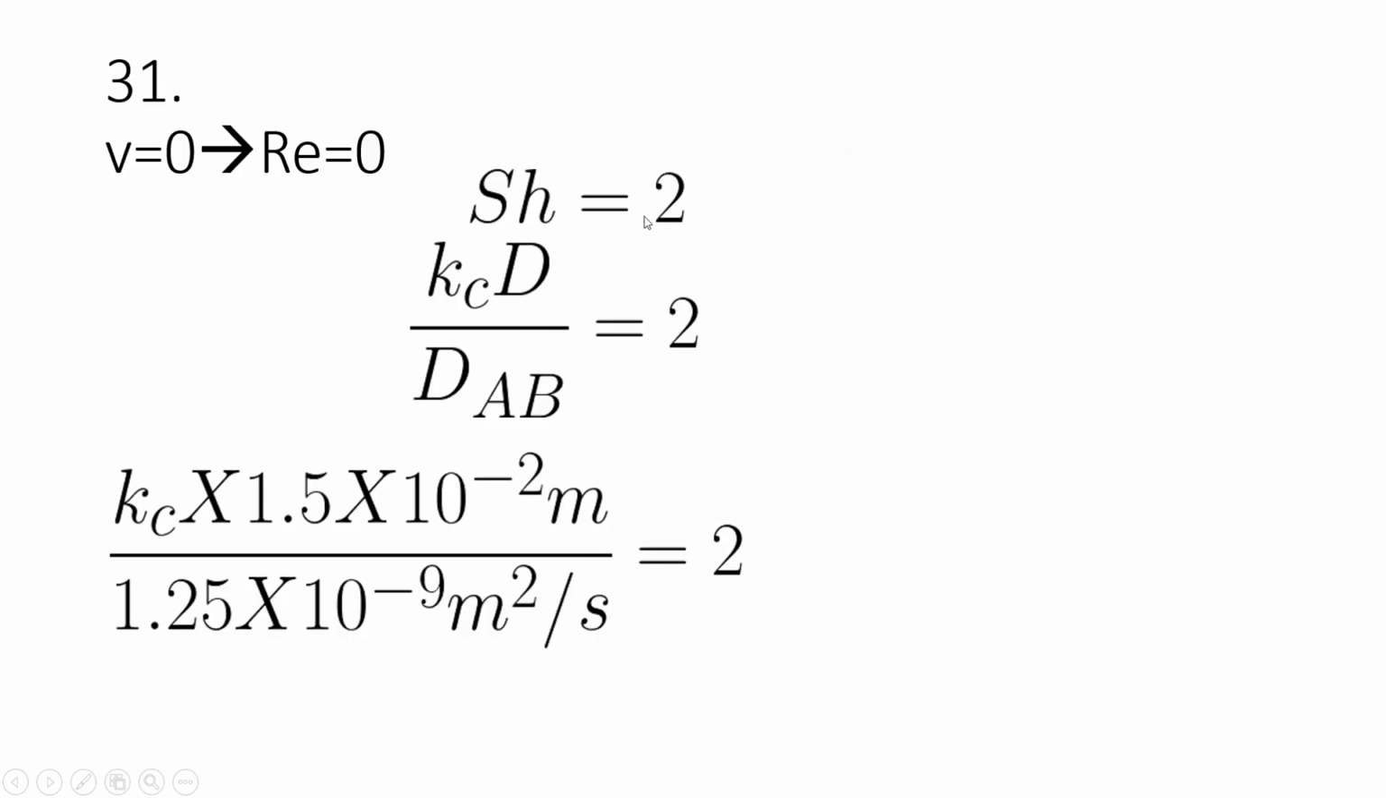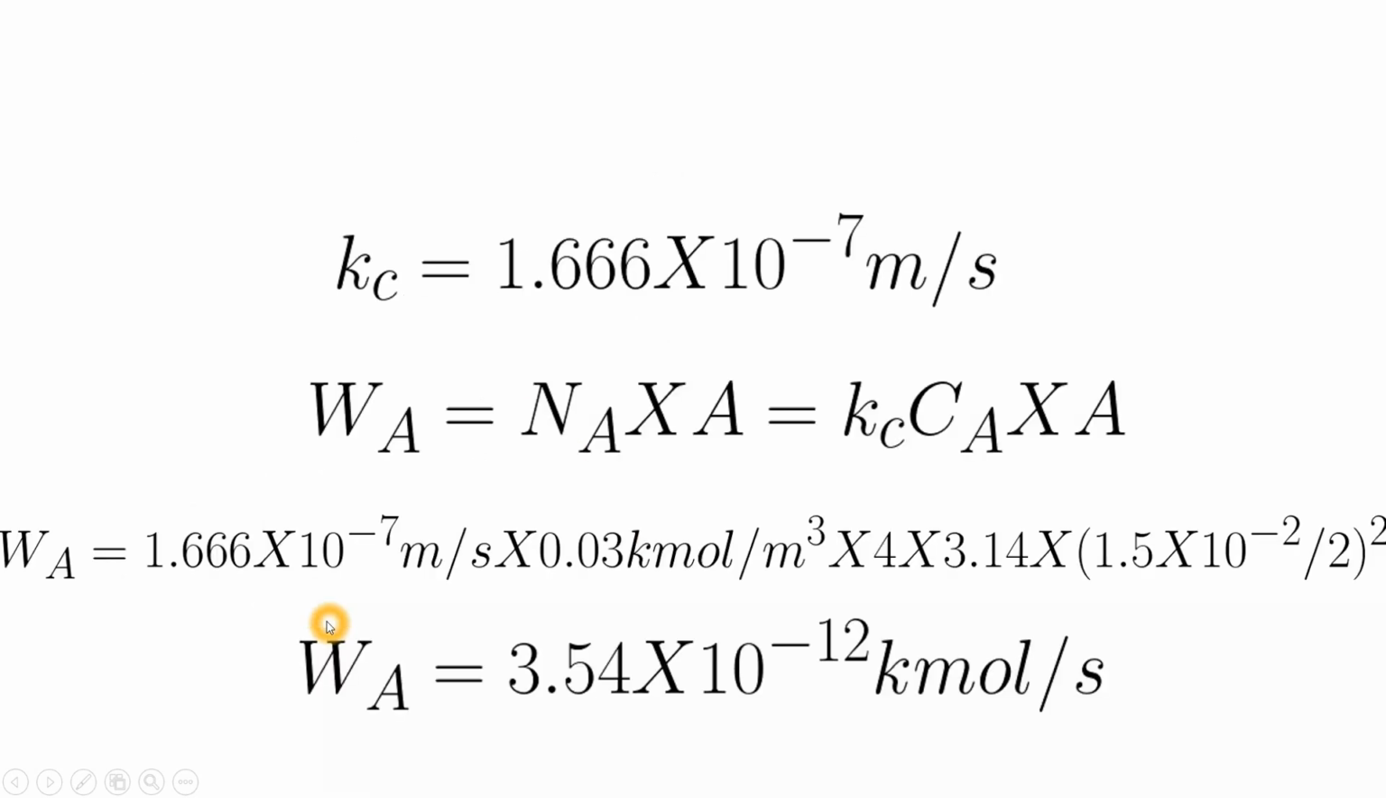If Sherwood number is 2, you know that Sherwood number is given as Kc d over Dab, where d is the diameter of the sphere and Dab is the diffusivity, right? We will put all the values. Since they have given the diameter is 1.5 centimeters, I will convert it into meter, and they have given the diffusivity also, so from this we will calculate the Kc. From this we get Kc is equal to 1.666 into 10 to the power minus 7 meter per second, right? Dissolution rate, how will we calculate the dissolution rate? First we will calculate the molar flux, then we will multiply it by the surface area of the sphere.